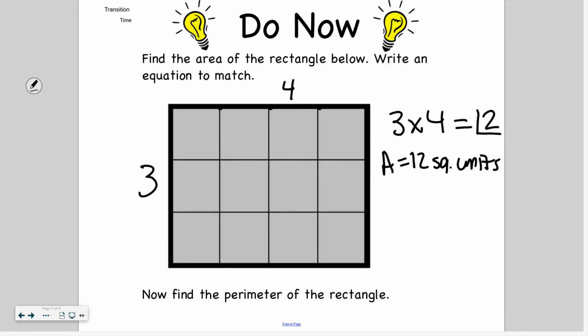The perimeter of this rectangle is finding the length around the entire rectangle. So I would add up all the sides. So that means 3 plus 3 plus 4 plus 4. And that is, well, 3 plus 3 is 6, and 6 plus 4 is 10, and 10 plus 4 is 14, so it's 14 units. So notice I don't say square units because square units is only for area.